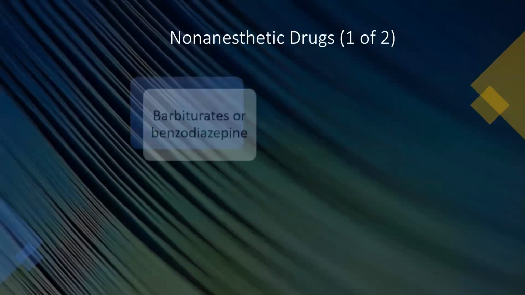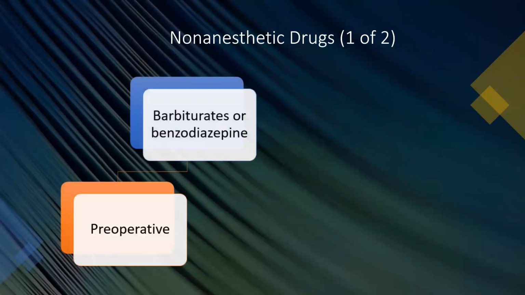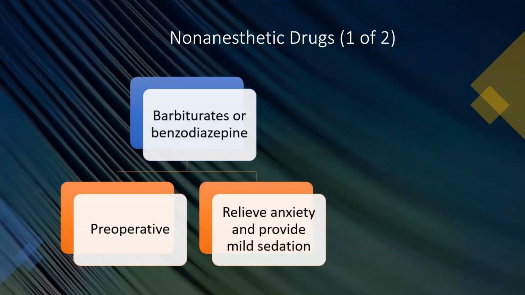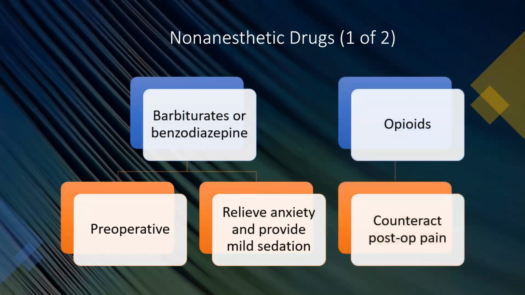Now, what are those non-anesthetic drugs that we are talking about? We give barbiturates or benzodiazepines pre-operatively, before the surgery. They relieve anxiety and provide mild sedation to the person before going to surgery. We can give opioids and they will counteract post-operative pain.